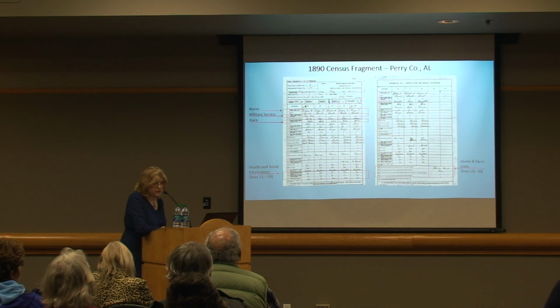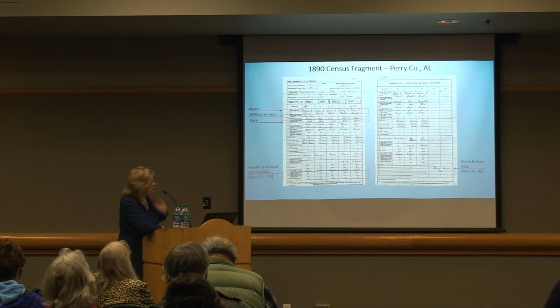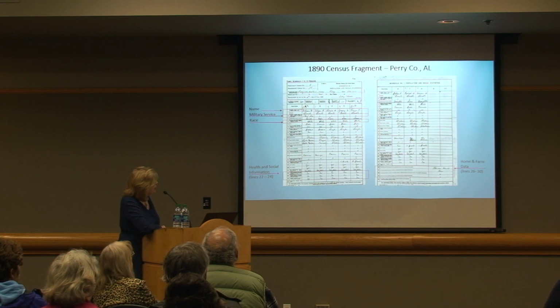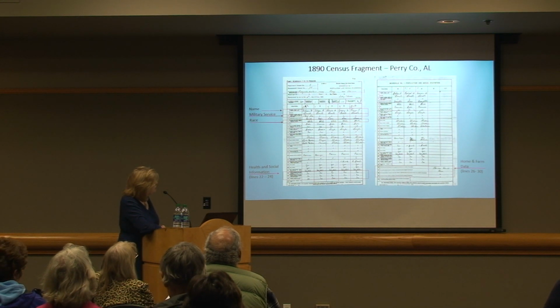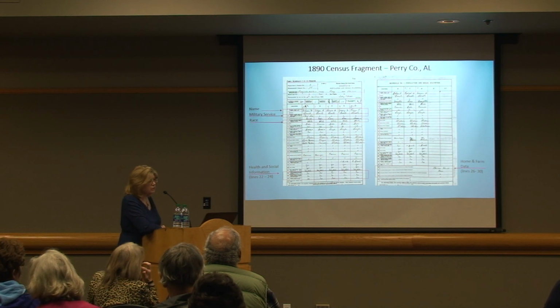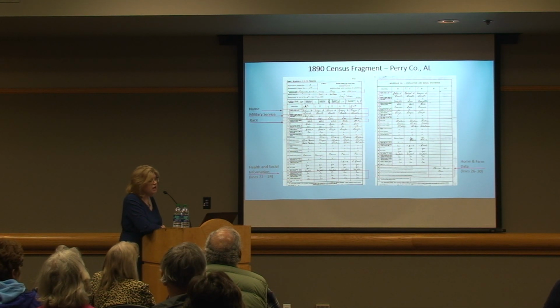So was this different than others? Yes, in quite a few ways. First of all, this is a copy of one of the few names that had survived. This is William Smith in Perry County, Alabama. And as you can see, only his family is on the census page. That made it unique. And that was the first and only time we did this.